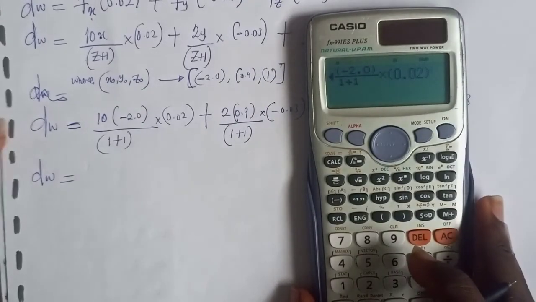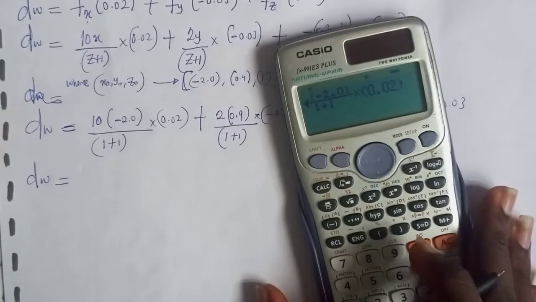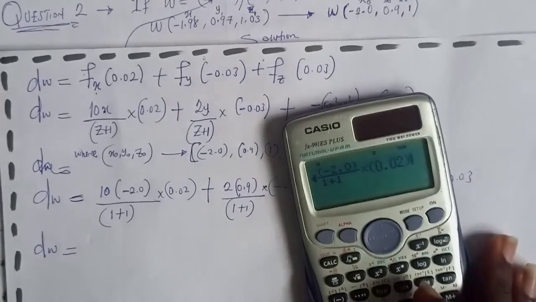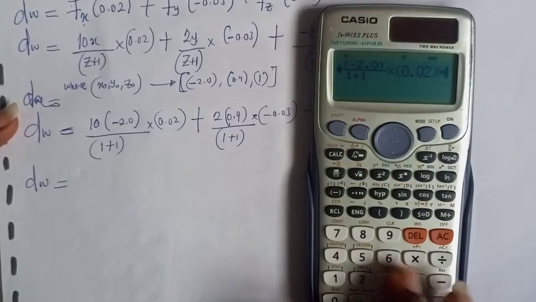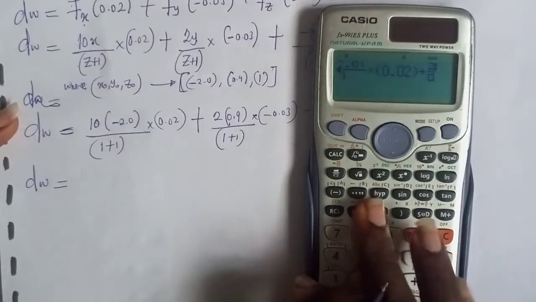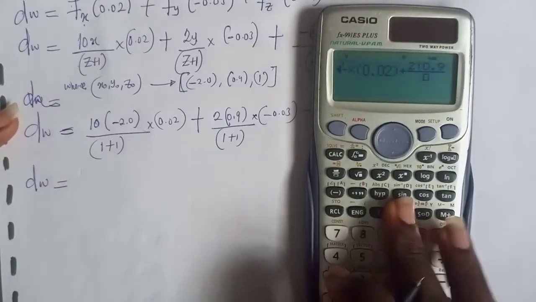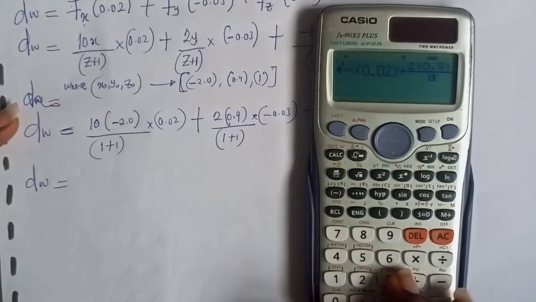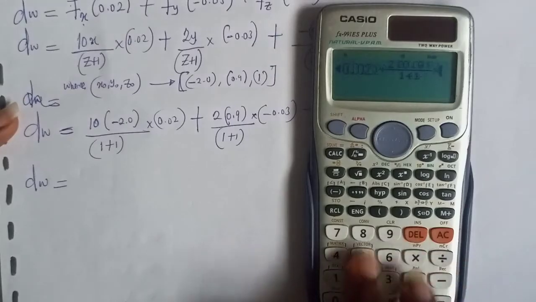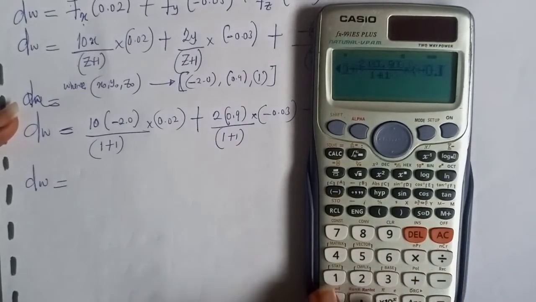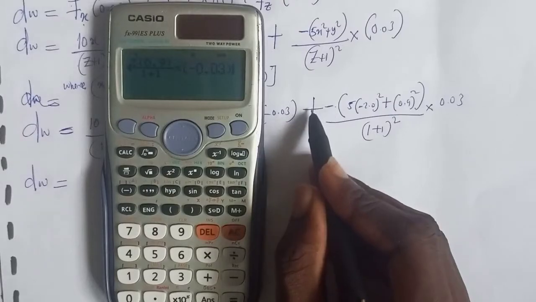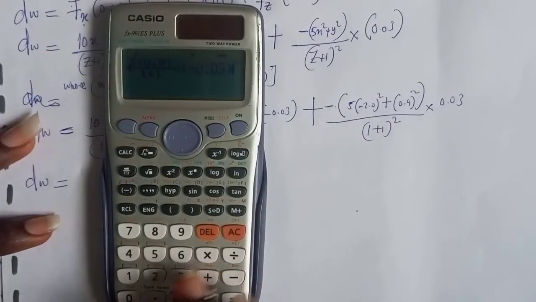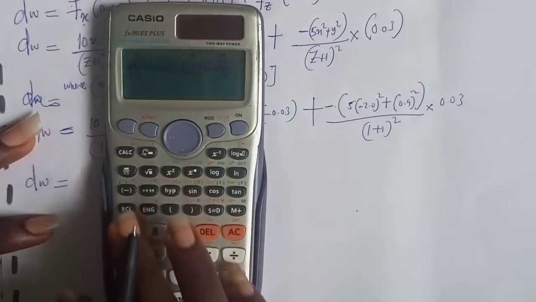So the next thing for us to do now is to add it with plus. Just have a fraction 2, 0.9, 1 plus 1 times minus 0.03. Finally, with a negative sign, plus times minus, plus minus, I have a fraction.